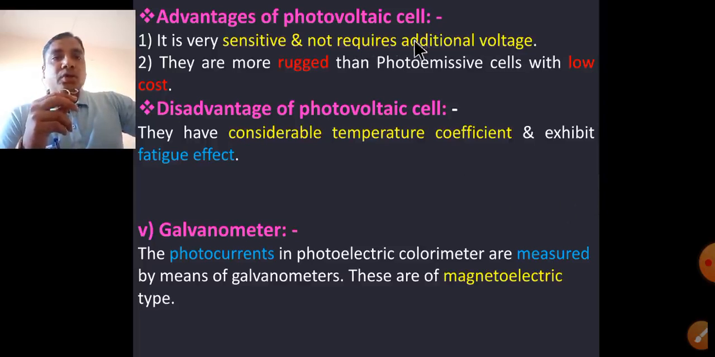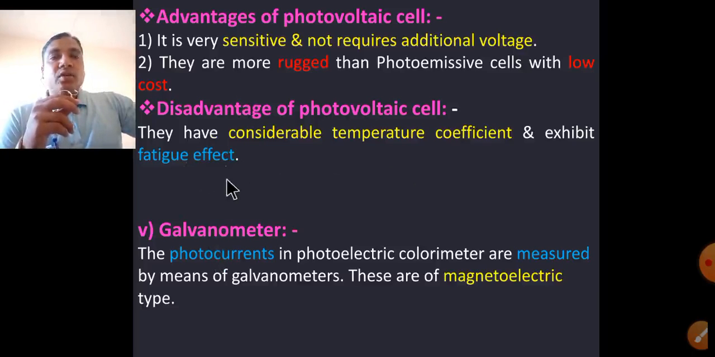Advantages of photovoltaic cell. First, it is very sensitive and does not require additional voltage. If their voltage is changed, then the deviation is formed in the cells. Second, they are more rugged or sharp than the photoemissive cell, with low cost. Disadvantages of photovoltaic cell: they have a considerable temperature coefficient and exhibit fatigue effect.